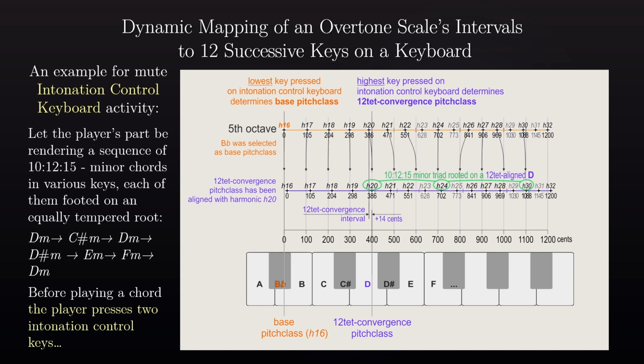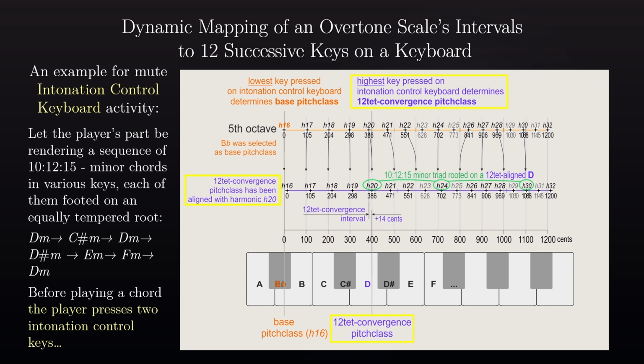Before each chord, the player presses 2 mute keys on the intonation control keyboard as shown. The lowest pressed key determines the bass pitch class, where interval mapping starts with the 16th harmonic. So the pressed B-flat key determines the pitch class associated with the 16th harmonic. The highest pressed key, a D at the beginning of our example, determines the 12 TET convergence pitch class, which always rings perfectly aligned with 12-tone equal temperament.